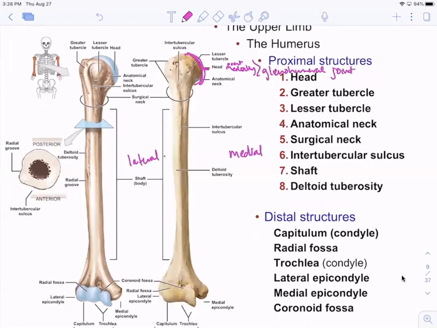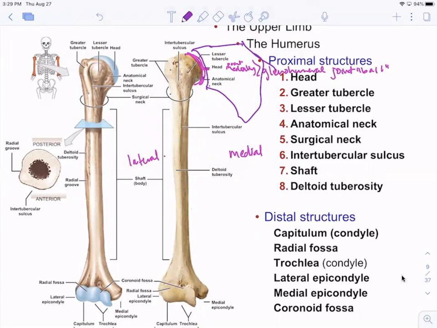And it is the ball of the ball and socket joint. And so this ball is going to fit into that glenoid cavity or fossa of the scapula, which, I'm not a very good drawer, but that would be my scapula. So this is going to be facing medial. This is going to be facing lateral.